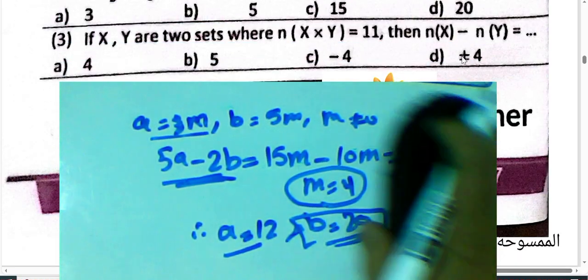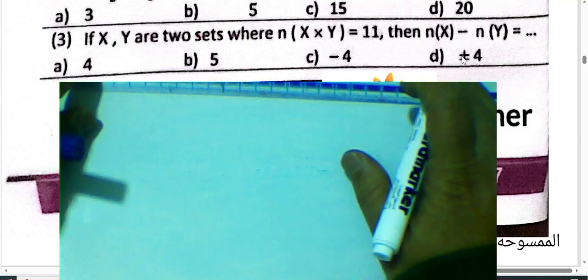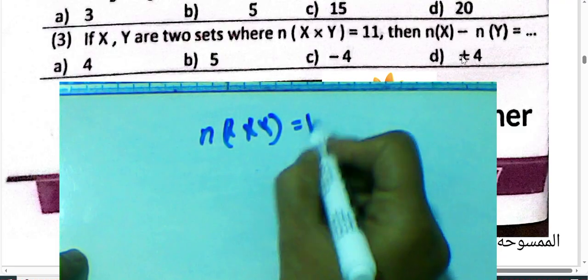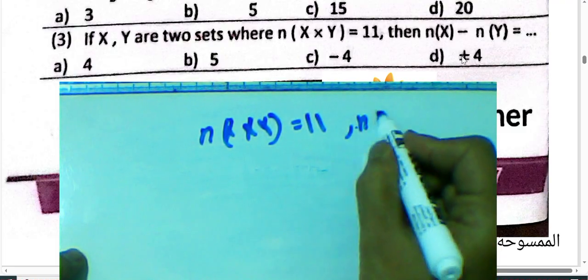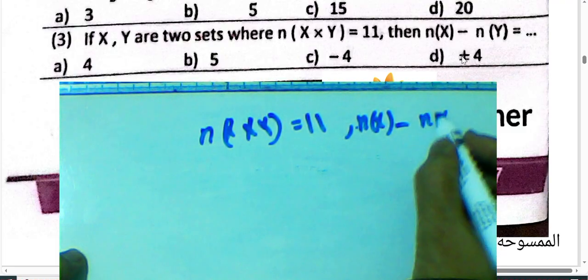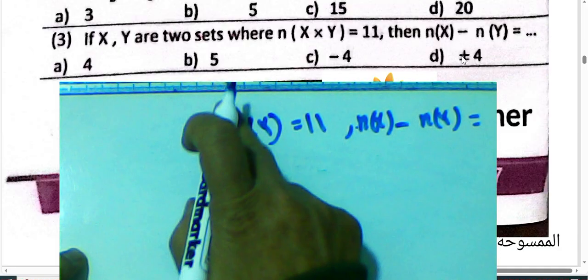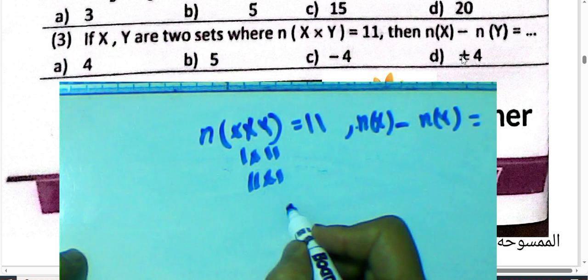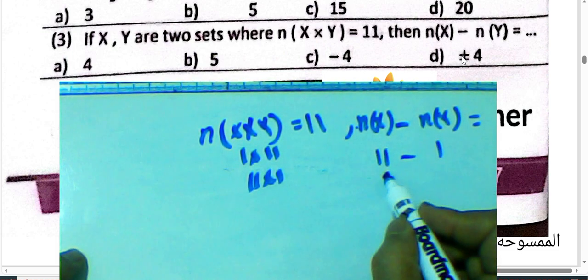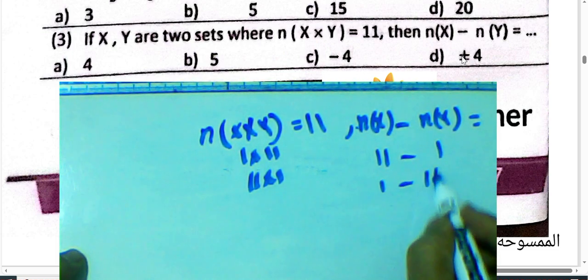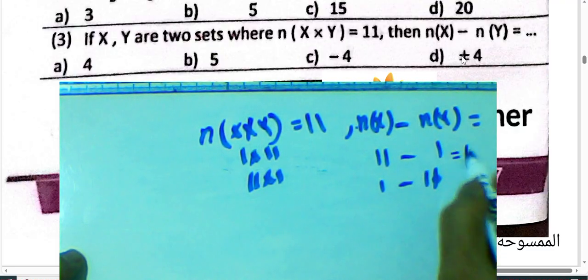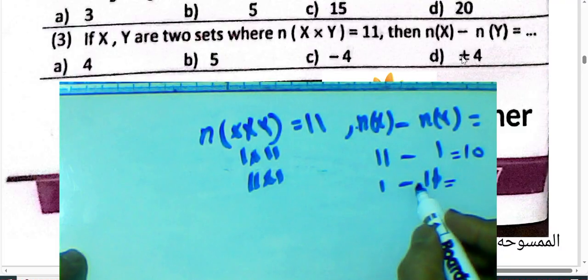Next question. If x and y are two sets and the number of elements of the Cartesian product x times y is 11, then the number of elements of x subtracted by the number of elements of y equals what? Okay, look with me here. We know 11 equals 1 times 11 or 11 times 1. The difference between them is 11 minus 1 or 1 minus 11. You can write 11 minus 1 equals 10 and 1 minus 11 equals negative 10.